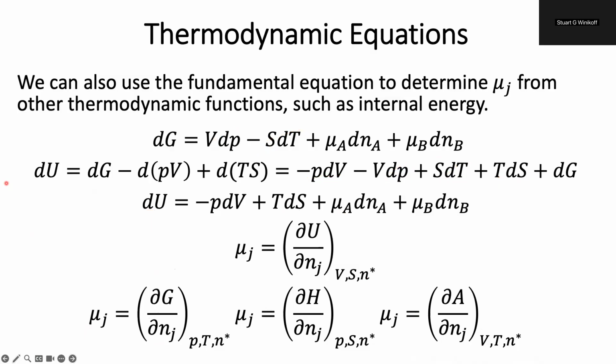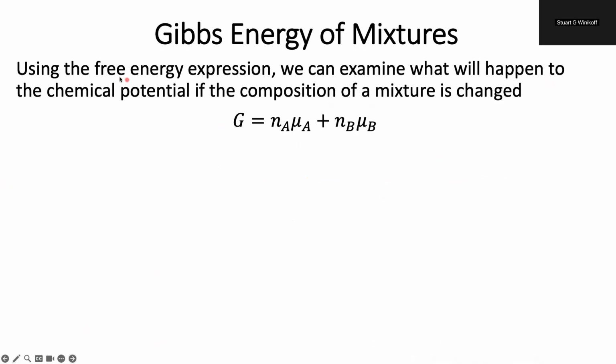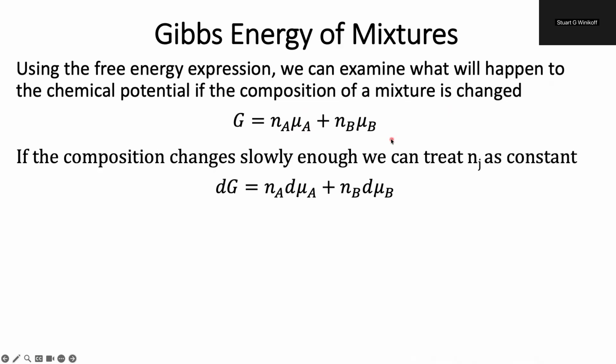So we can go back and again show that we can use our free energy expression to determine the whole free energy based on the amount of both of our components and their chemical potentials. Now we can use this to figure out what happens as the composition of a mixture changes. So if I change the chemical potential of one, what's going to happen to the chemical potential of the other?